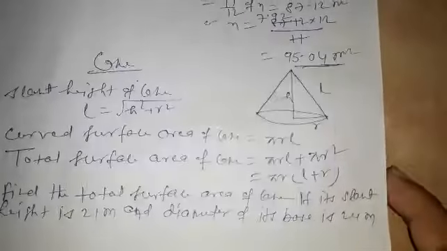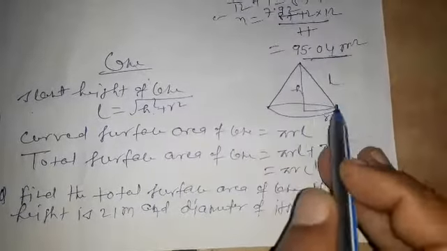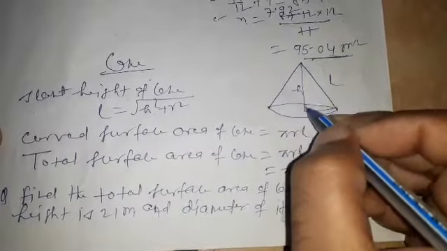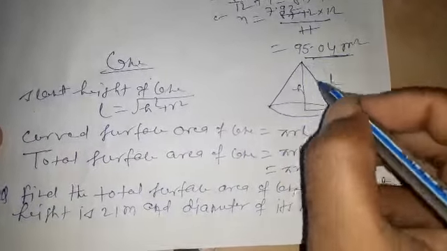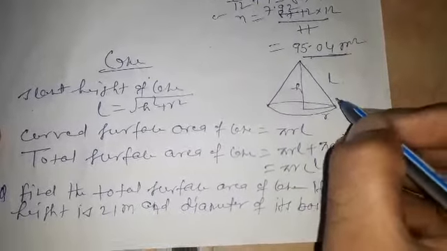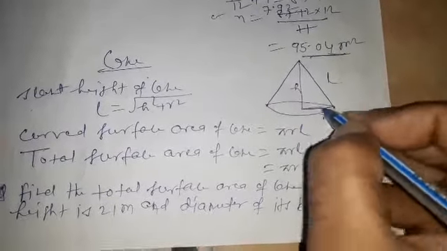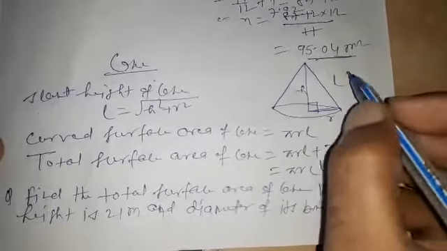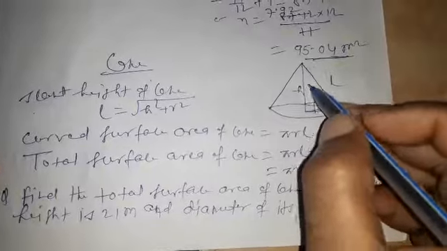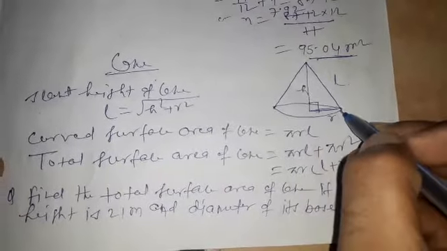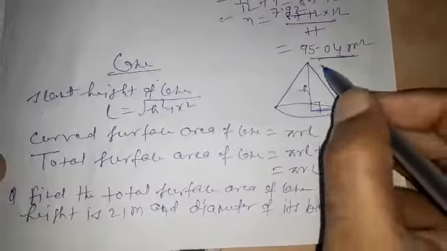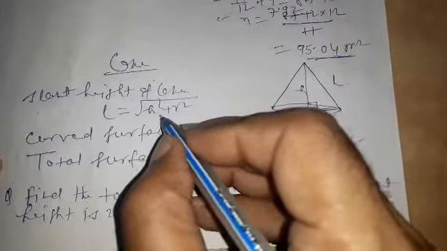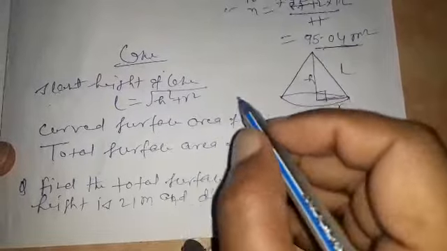Now we have to discuss the cone. So a cone has two heights. One is h, the actual height, and the other is called the slant height, and it is denoted by L. A cone is also called a right circular cone, whose height is h and the radius is r. So L behaves just like a hypotenuse. So L is equal to the square root of h square plus r square.